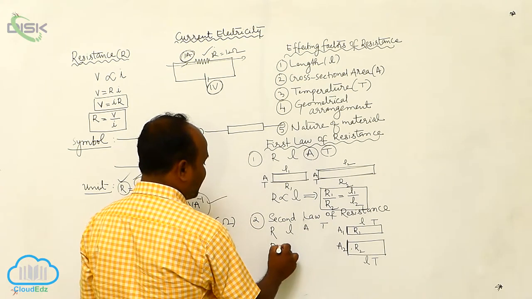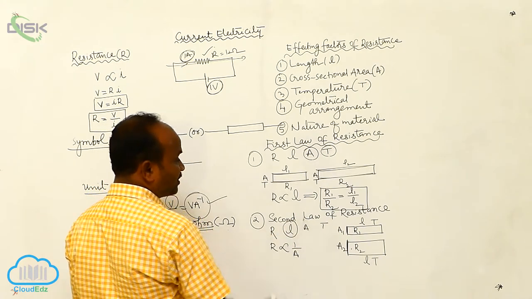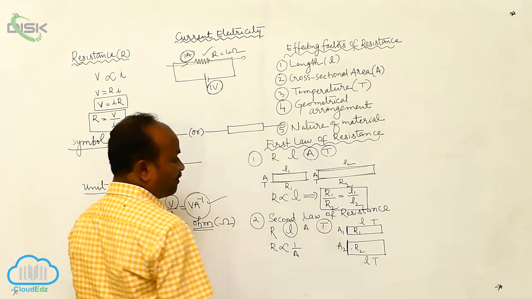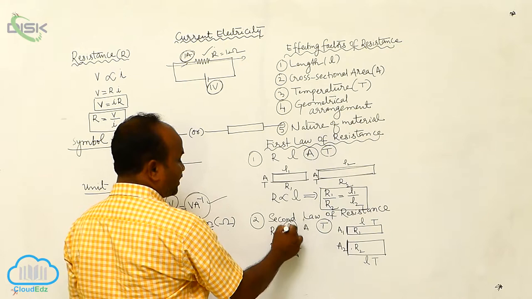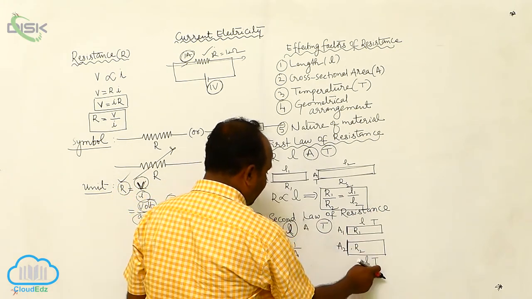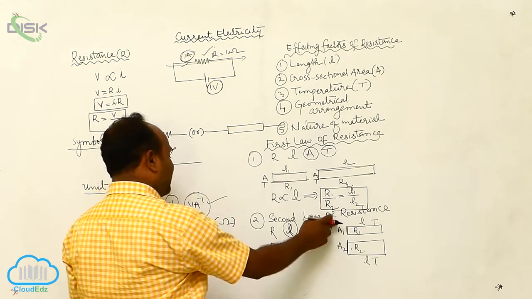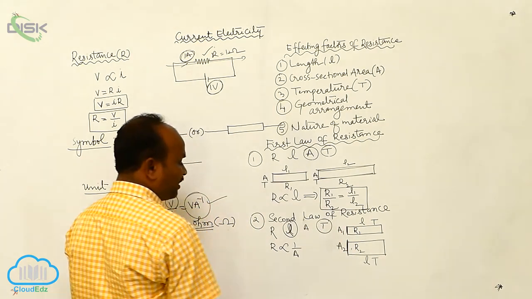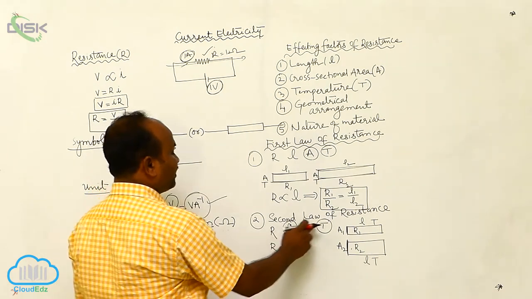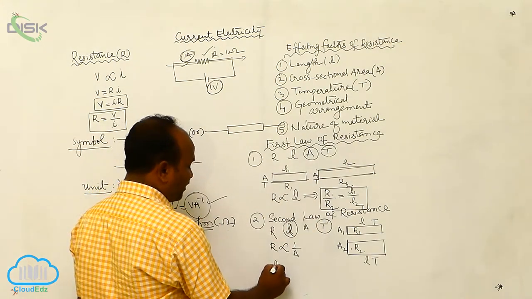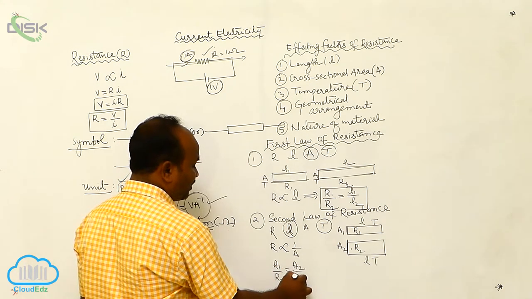now resistance is inversely proportional to cross-sectional area. In this case, what is constant? Length remains constant. Temperature is also constant. The two conductors have the same length and are at the same temperature, but different cross-sectional area. As the cross-sectional area differs, resistance also differs. Therefore, resistance is inversely proportional to the cross-sectional area when length and temperature are both constant. Thereby, R1 by R2 is equal to A2 by A1.